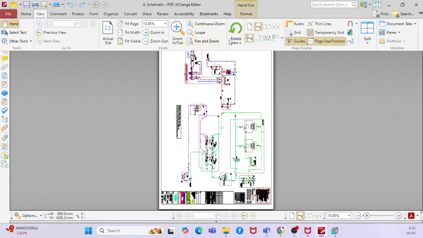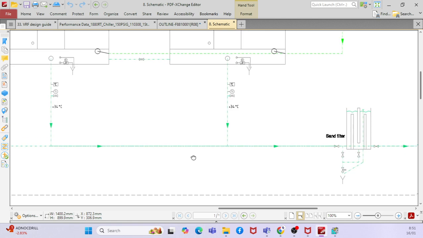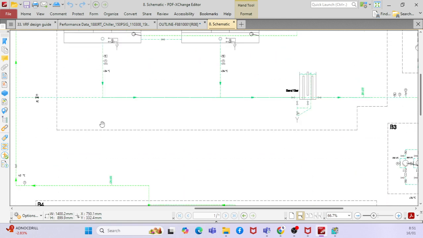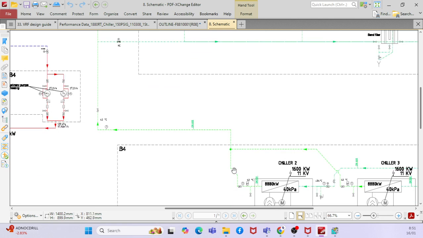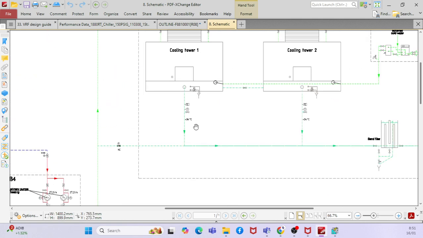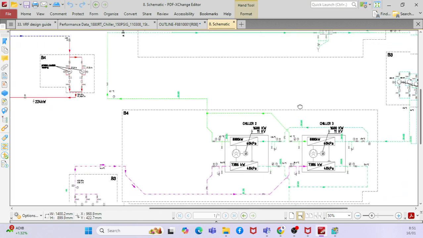If you see, this is the cooling tower, right? You can say there is a cooling tower 1, cooling tower 2. You can see the water temperature from the condenser, like around 42 degrees Celsius. So that will go to the cooling tower, then it will cool, then it will come back around 34 degrees Celsius to the chiller.